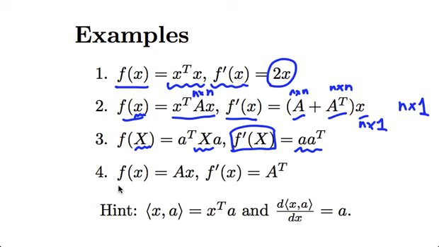Lastly, let's look at the example where f of x is Ax, and this is the case where the input is a vector and the output is a vector of a different dimension. So let's suppose A is an m cross n matrix and x is n cross 1, then the output is m cross 1, right? And A transpose is n cross m, and that's the derivative of Ax with respect to x. It's A transpose.